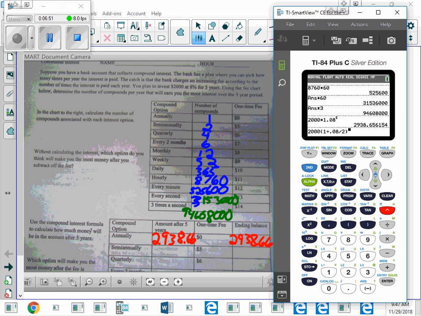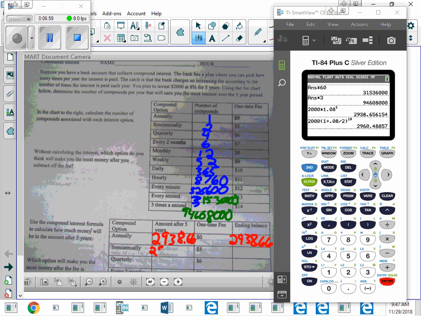Semi-annual compounding for 5 years will result in 10 compounds. And we get $2,960.49. Okay, but that account costs $5 a year, so I need to subtract off 5, and I get $2,955.49. Is the semi-annual program better than the annual program? Yes. Even with a $5 fee, we're still making a little bit more money.